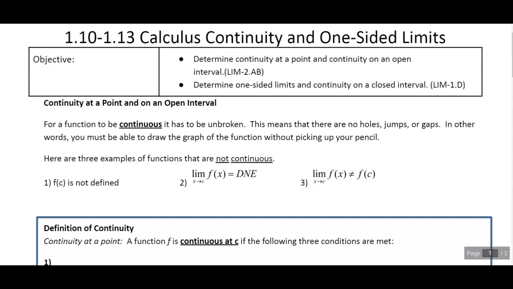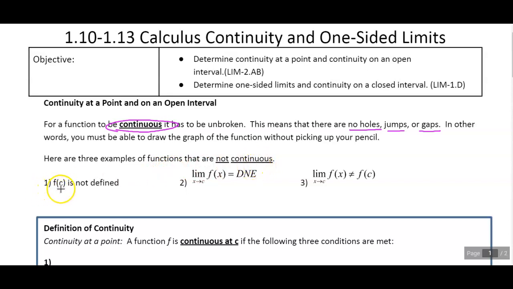Okay, so section 1.10 to 1.13 is going to explore continuity and one-sided limits. In just normal talking, if we said something was continuous, we would say there's no holes, there's no jumps, there's no gaps. So if we took our pencil, we would be able to draw the function without picking it up at all. Now, here are 3 examples of functions that are not continuous.